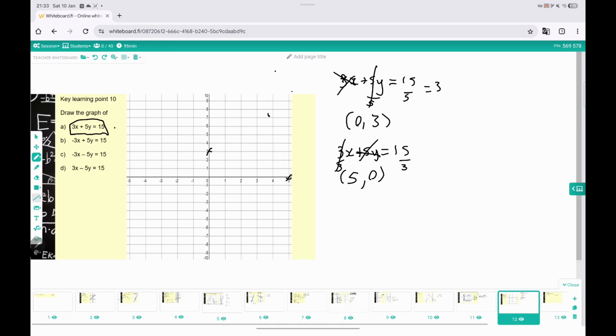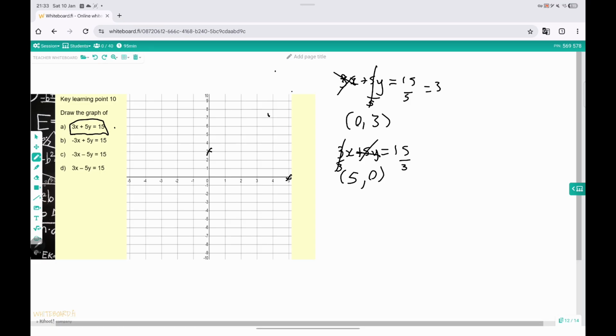So that graph actually looks like, I was hoping to do a straight line there. Let's try again. So that graph actually looks like so.